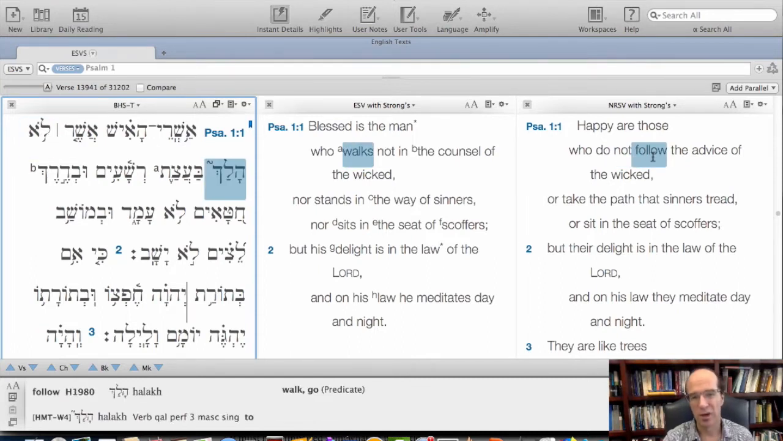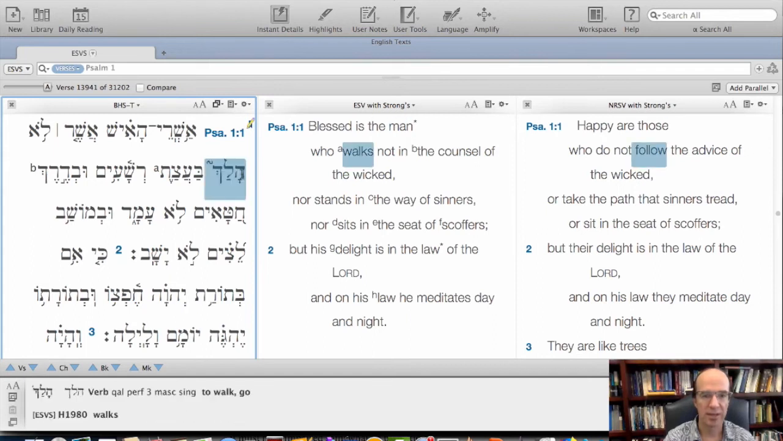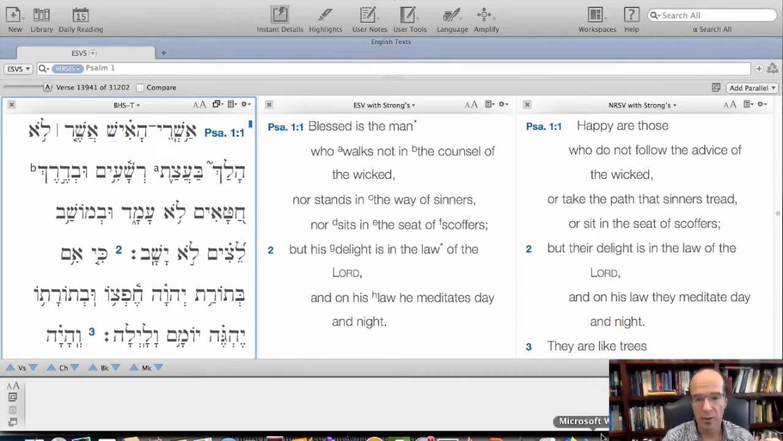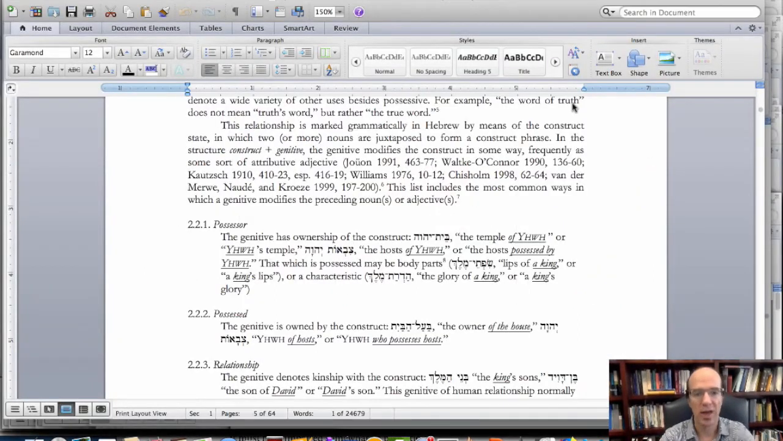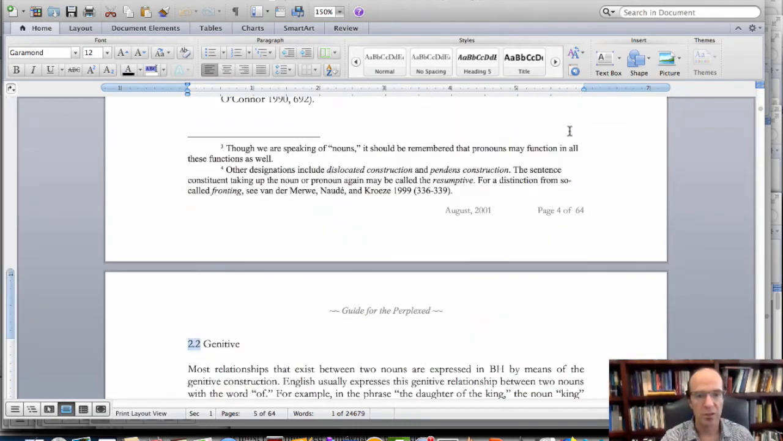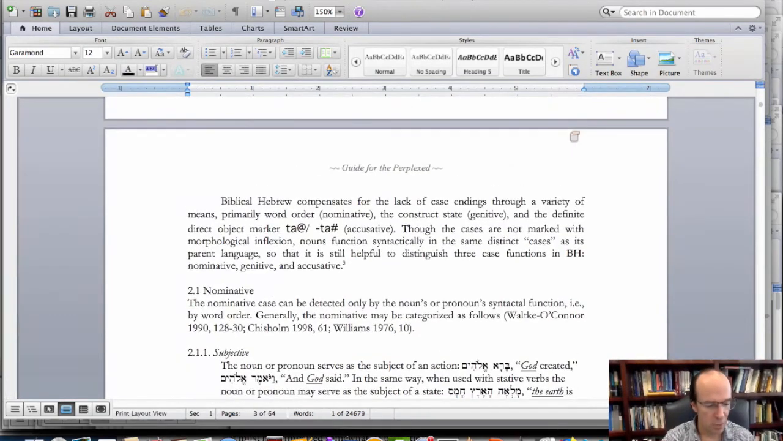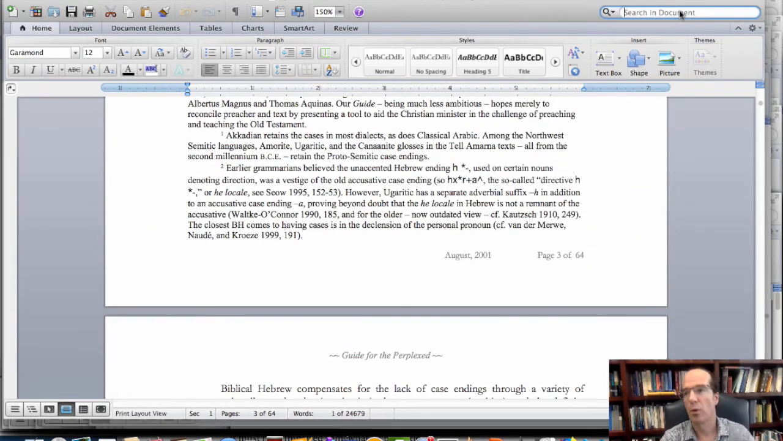who walks not, or who do not follow. So again, notice NRSV is much more interpretive with the meaning of the word walks, whereas the ESV, as you might expect, translates more literally. All right, let's go and look at the Qal stem. We'll look that up. Again, go back to your table of contents, but you'll find the Qal stem covered in 3.1.1.